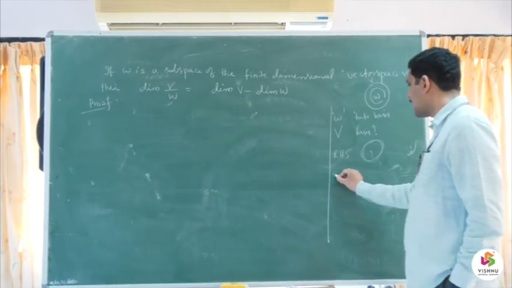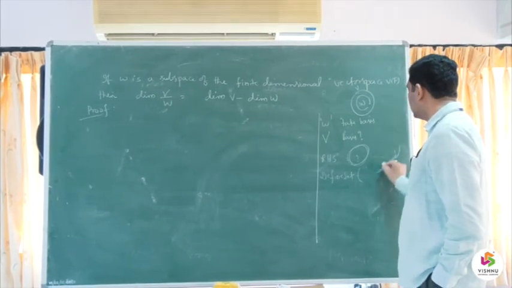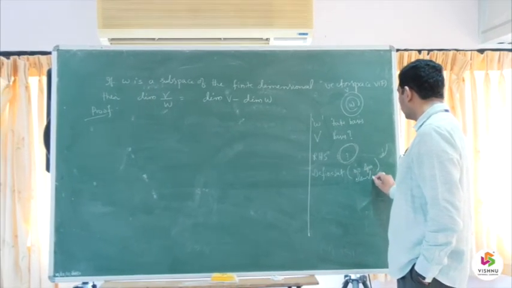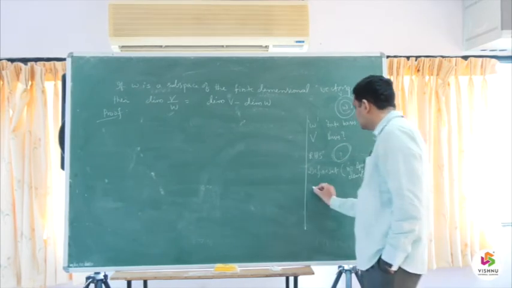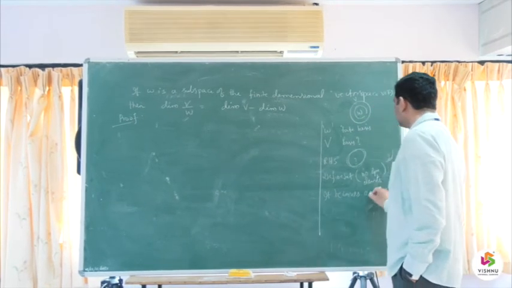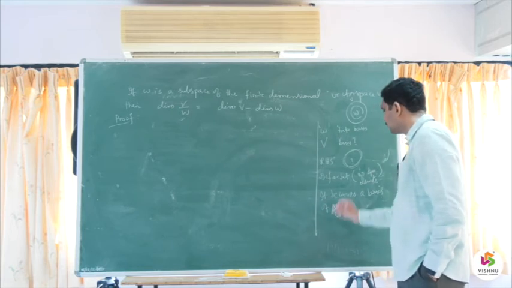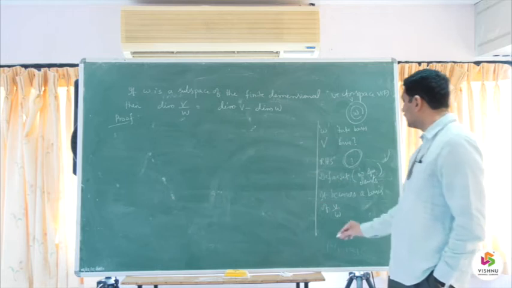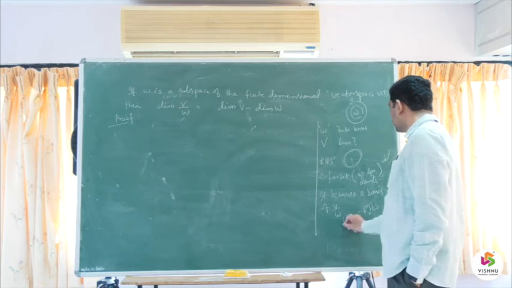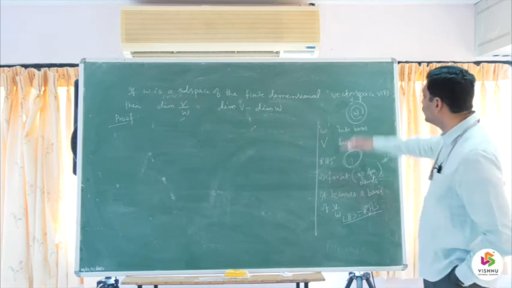So here I define a set having the required number of elements. Then I prove that it becomes a basis of V by W. So what happens? Ultimately you have proved that LHS is equal to RHS. So dimension of V by W is equal to dimension V minus dimension W. So this is the approach of the problem.